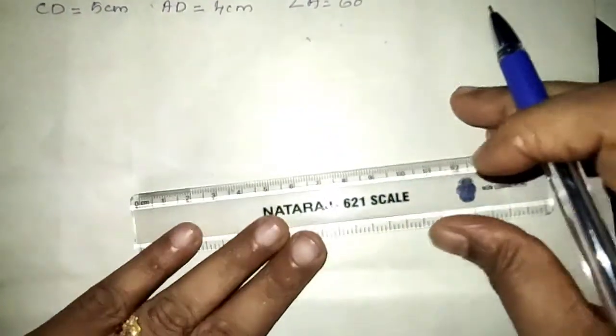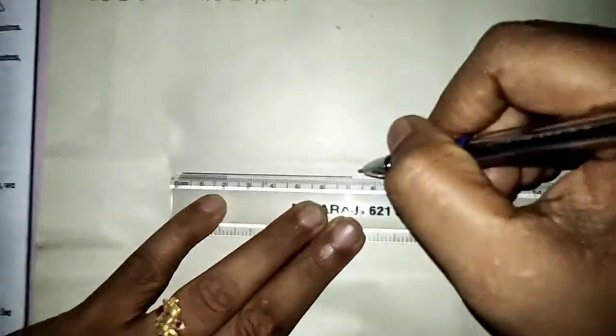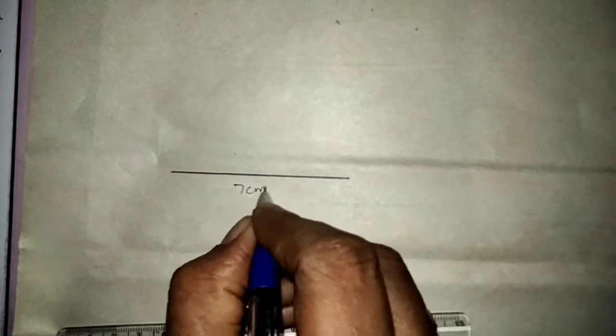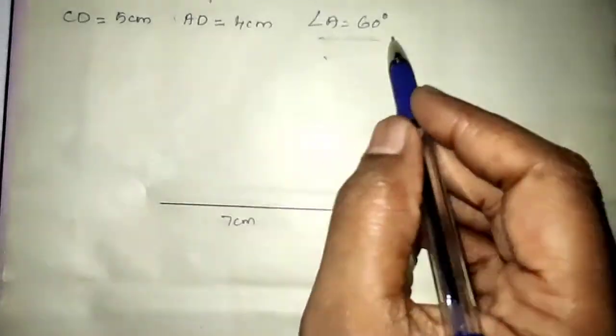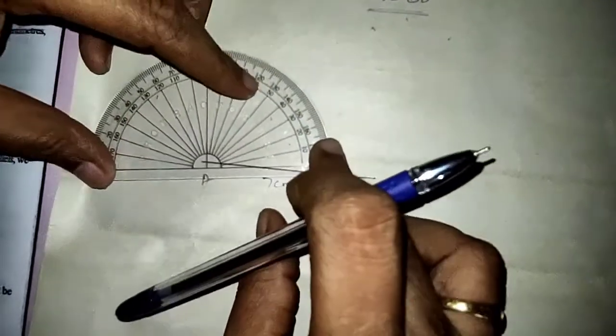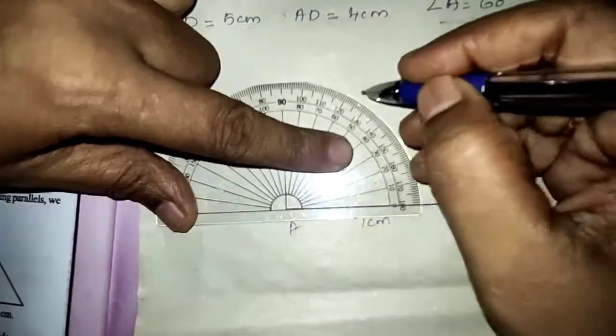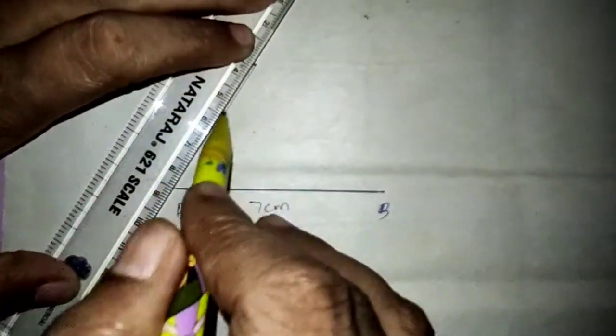First step, draw our AB. What is the length of AB? AB is 7 cm. So first draw 7 cm here. Then we need to measure this angle. Angle A is equal to 60 degree. This is our AB. Then measure 60 degree at one end. This is 60 degree. So just draw that line.